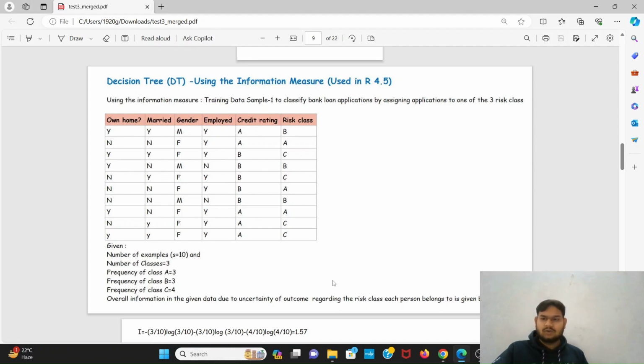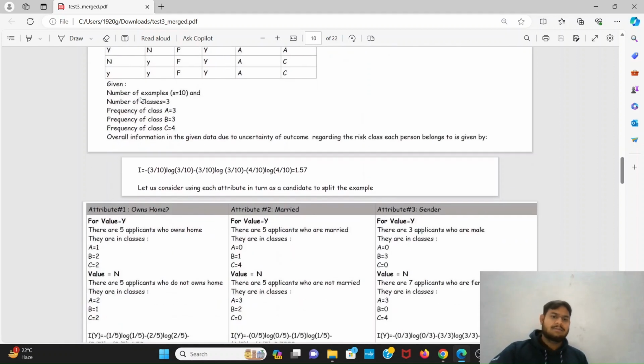Let's move on to the next question. Classify bank loan applications by assigning each application to one of three risk classes. Use entropy and information gain approach along with the Gini index. Decision tree using information measures. Training data sample 1: given number of examples S equals 10 and number of classes equals 3.